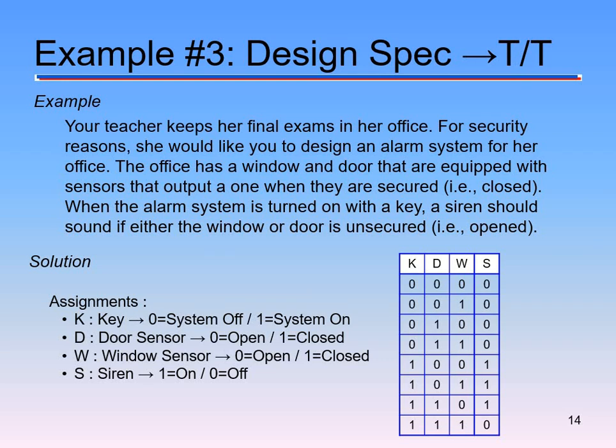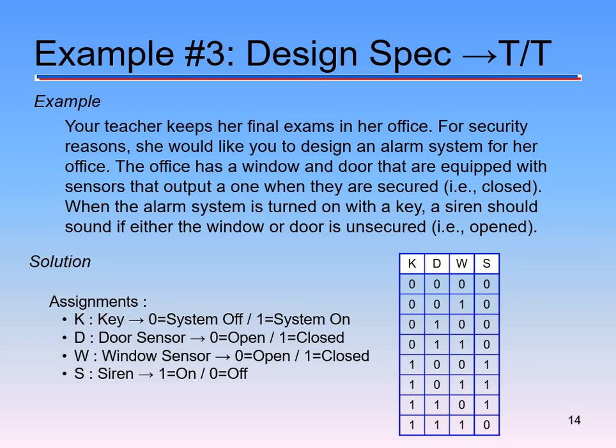So let's look at the scenario 100. The key is a 1, so the system is on. That's good. And then the door is 0, which means it's open. The window is 0, which means it's open. We should have an alarm because the key is in and the door and the window are open, so our siren should go on.